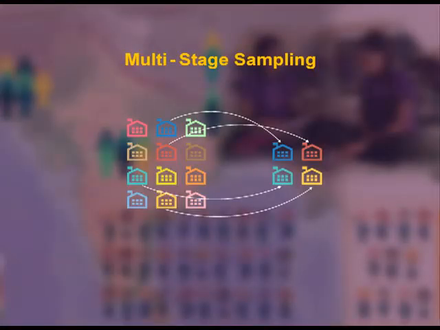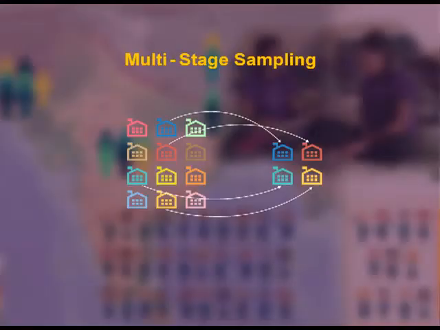Fifth, multi-stage sampling. Multi-stage sampling represents a strategy of cluster sampling in which larger clusters are further subdivided into smaller clusters, and the investigator randomly selects the sample from all clusters.